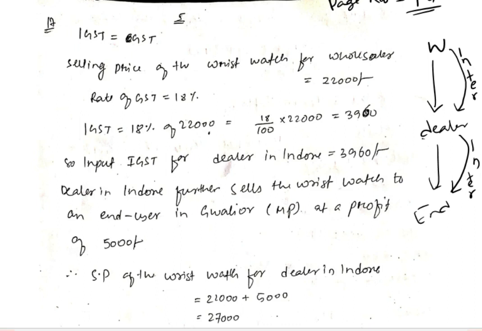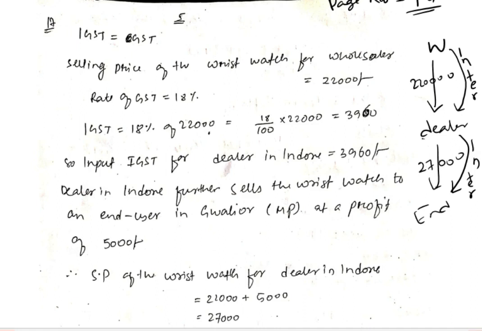So after that, what do we need to find? First, the wholesaler sells it to the dealer at a price of 22,000. And again the dealer sold to an end user with a profit of 5,000. So a profit of 5,000 means 22,000 plus 5,000. This will be our 27,000.